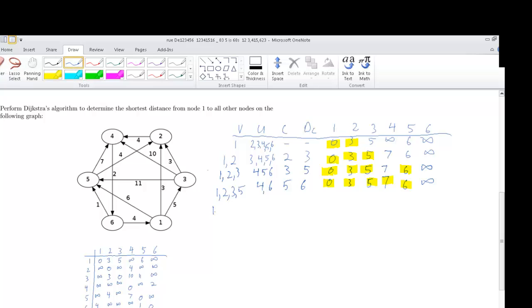So we have 1, 2, 3, 4, 5. We still haven't traversed 6. We're currently at 4. The distance is 7. 0, 3, 5, 7, 6. Finally, the distance from 4 to 6 is 2. So we can add that to our 7, and we'll get 9. After that, we have found our solution, since we now can look at every node.